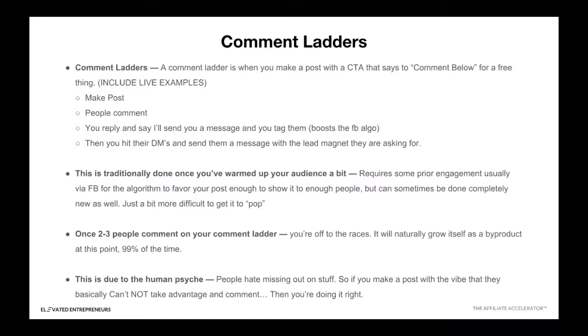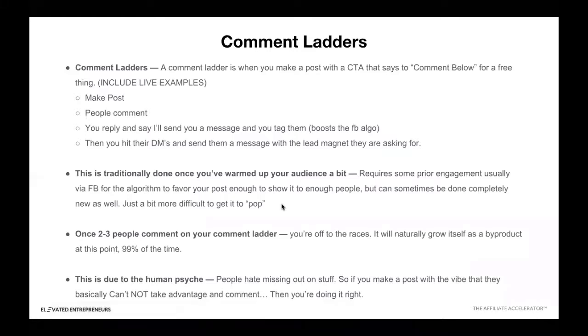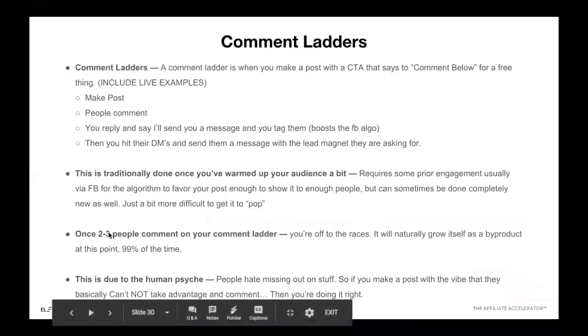But also, if you're adding new people, Facebook will show your post to those new people to test real quick and see if it's actually relevant to them. Because what Facebook's seeing is that, oh, these two new people are friends. They're making a connection. They must know each other. So you will get your post showing to the new people that you're adding just off default, which is cool. But again, once 2 to 3 people comment, same with the Batman strategy, you're off to the races. It naturally will grow and cascade itself as a byproduct at this point most of the time.